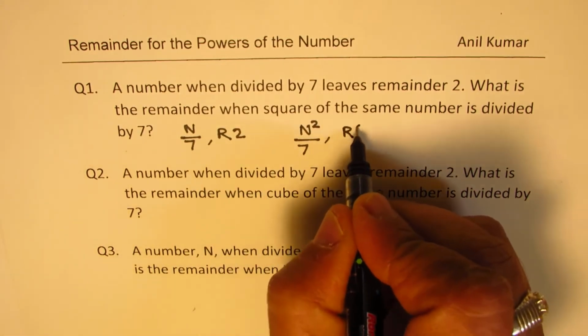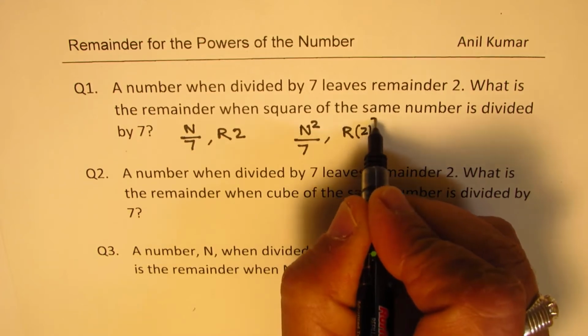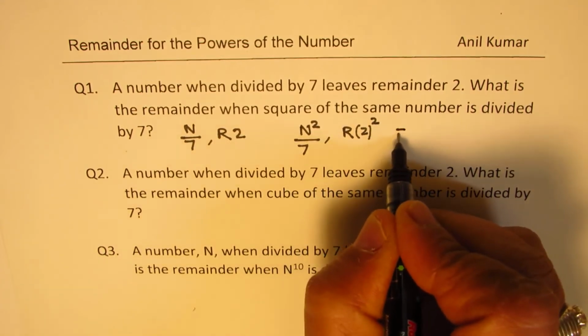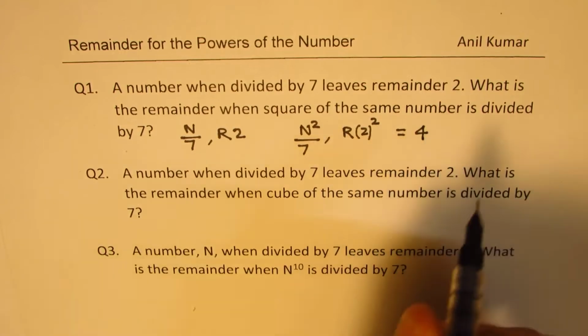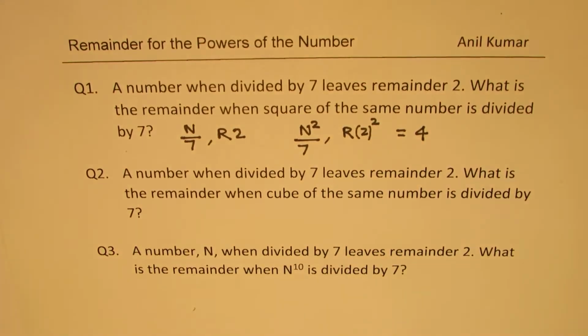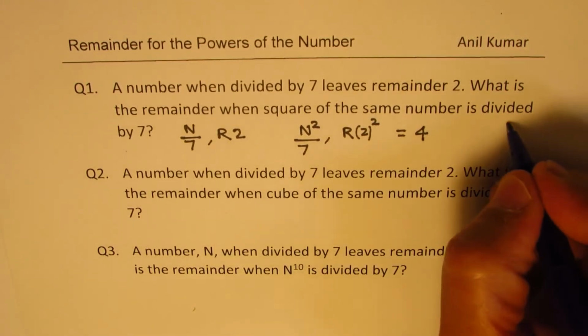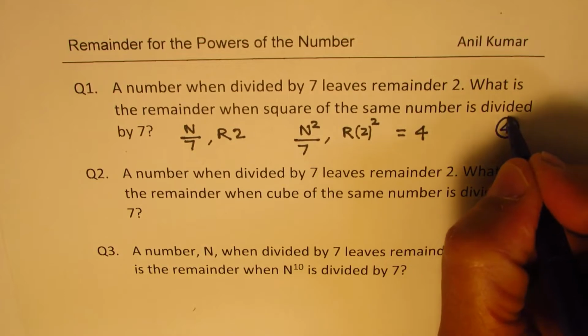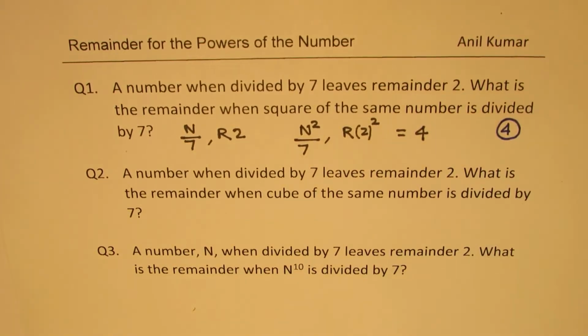So the remainder will also be equal to 2 square. In this case, 2 square is 4. And so the answer will be 4, right? So we get our solution as 4 in this particular case, correct? So let me write this number 4 in a circle as the answer.